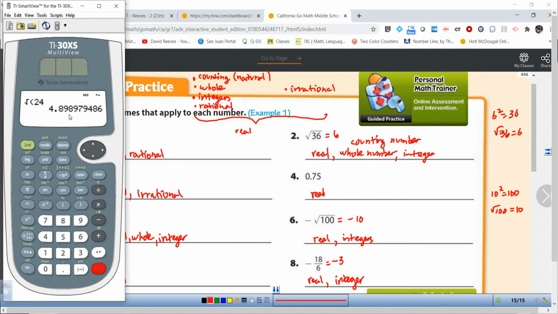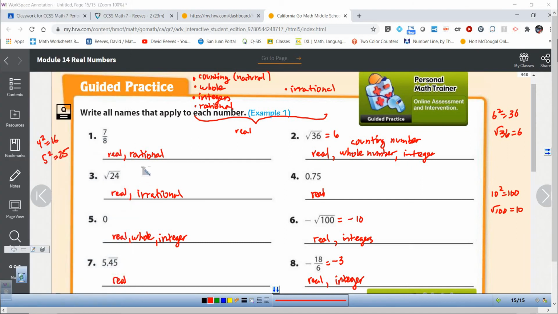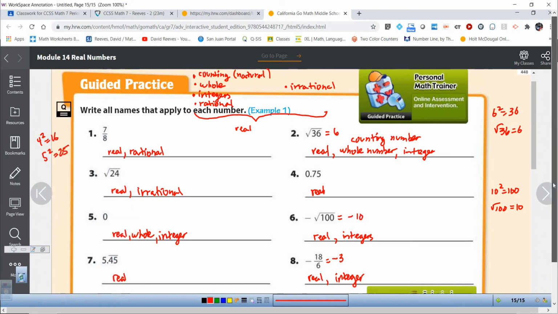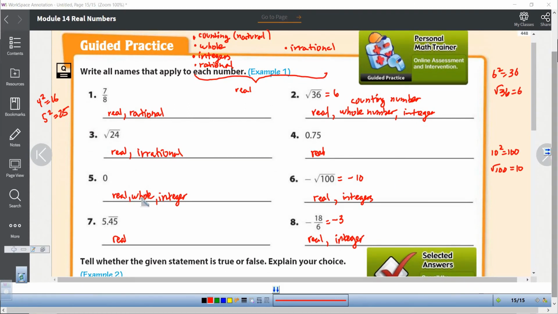All right, 4.8999. So there we go. That's my decimal that goes on forever. It's a non-terminating, non-repeating decimal. So that's irrational. A real whole integer is going to be rational.